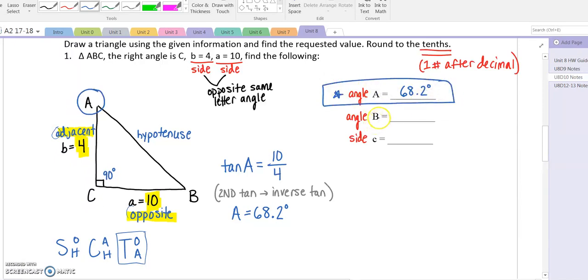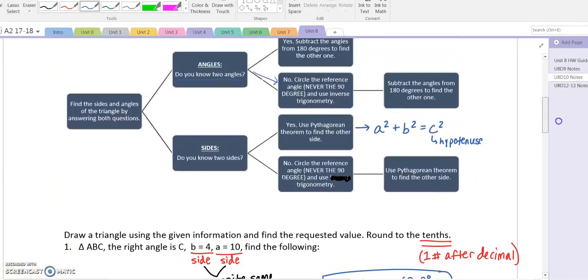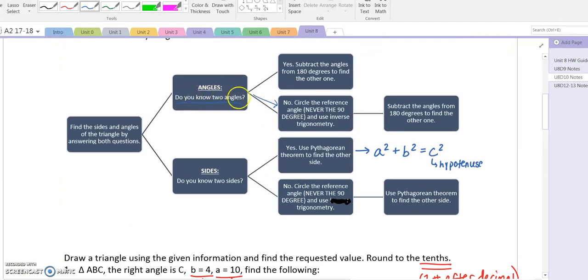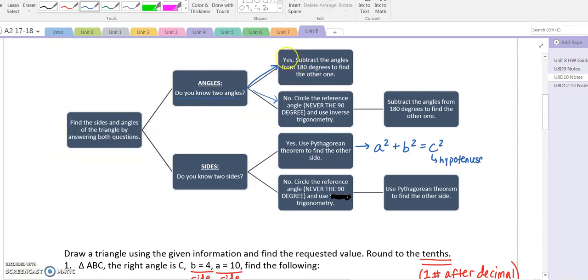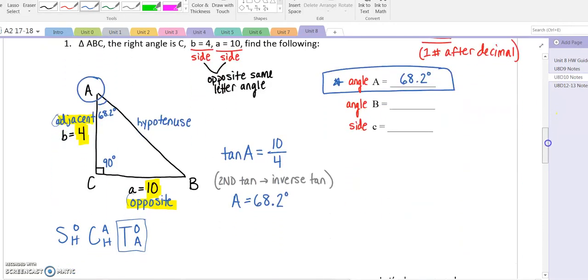Now my next thing to solve for is angle B. Okay, now I'm just going to label this in my triangle. Sometimes that helps me so I don't forget what I know. 68.2 degrees. And if I want to solve for angle B, I'm going to look back up at my flowchart. I'm going to say angles. Do I know two angles? Well, now I do know two angles because I know the 90 degree and I know this new one. So if yes, subtract the angles from 180 to find the other one. Perfect, then that's what I'll do.